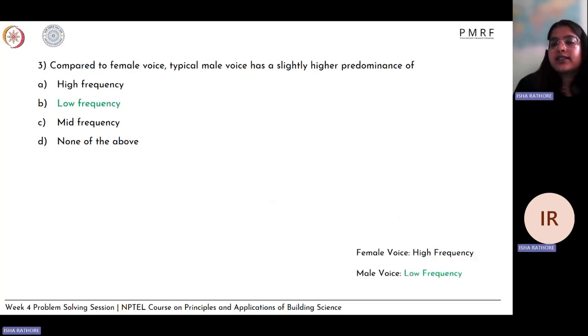Okay, so the correct answer here is low frequency. This question is particularly asking about the typical male voice in comparison to the female voice. The typical male voice has a lower frequency compared to the higher frequency of the female voice. So the correct answer is low frequency. So B is the correct answer here.